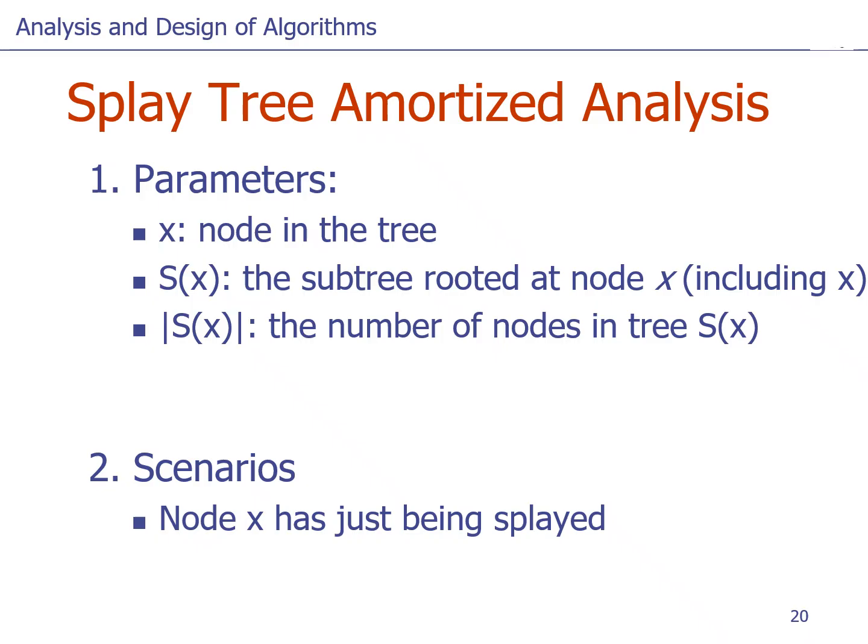So let's start the analysis of splay tree operations using the banker's method. What are the parameters we have? I'm interested in displaying a node, some node x. So I have x being the node I'm interested to display. I will talk about that and I will measure things in terms of that.